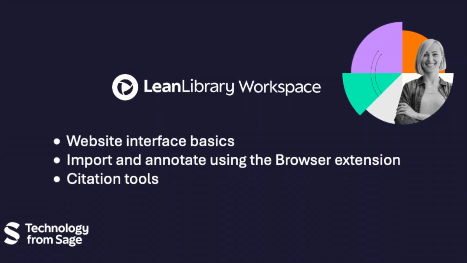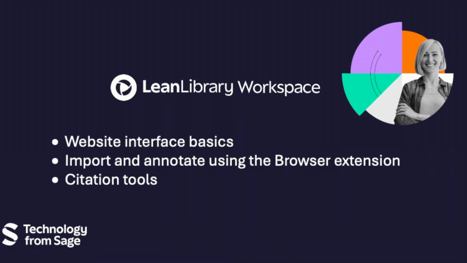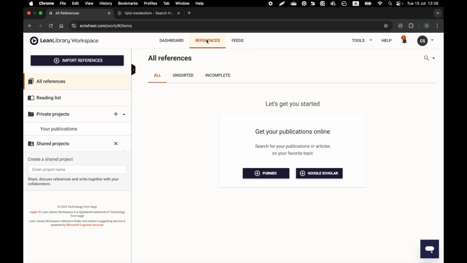The first thing I'd like to highlight about Lean Library Workspace is that it's a cloud-based platform, which means that if you have an internet connection, you'll always have access to your references no matter where you are. When you first sign up for an account, you'll be taken through some onboarding steps, but we'll be skipping over these for this video. The part we're really interested in here is the references section, which you can see on my screen now. The first thing we're going to do is import some references.